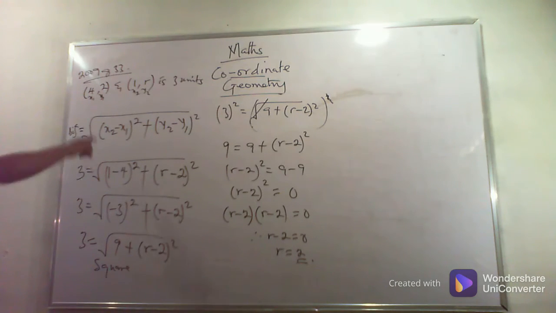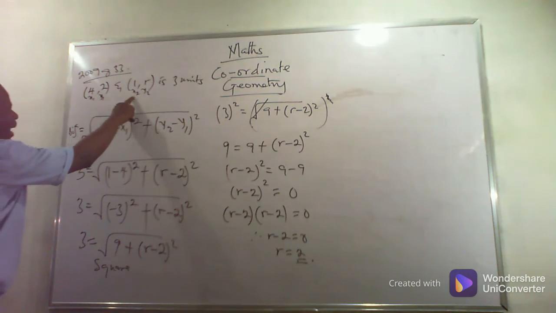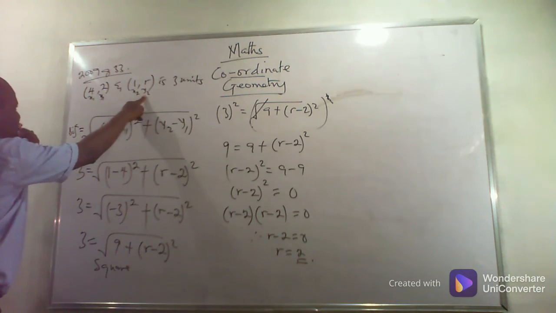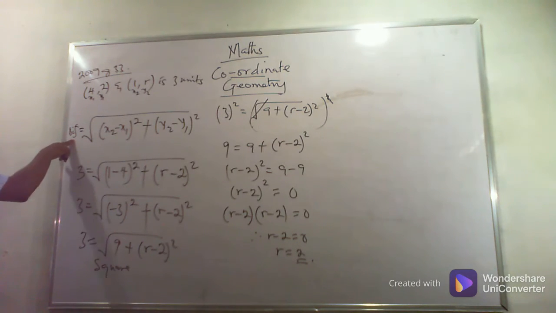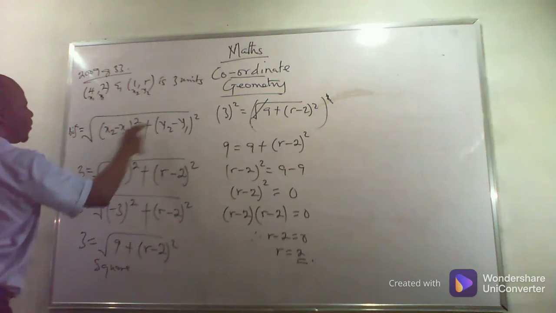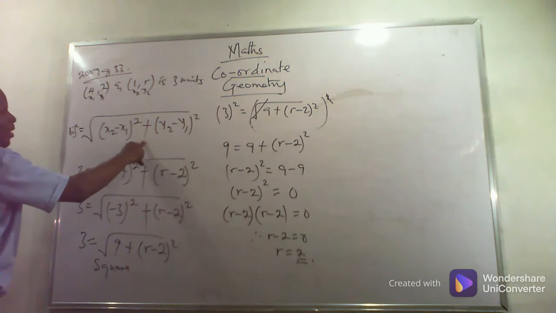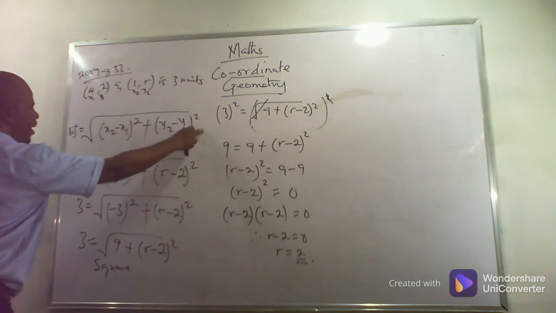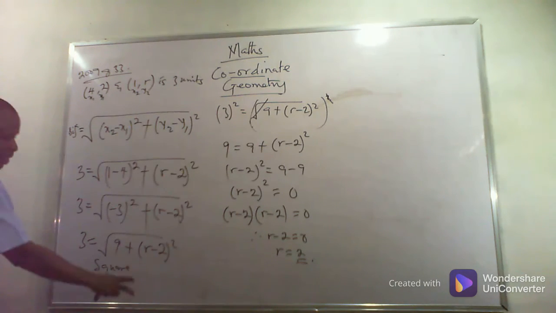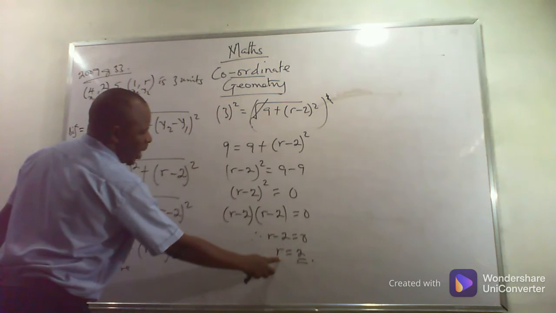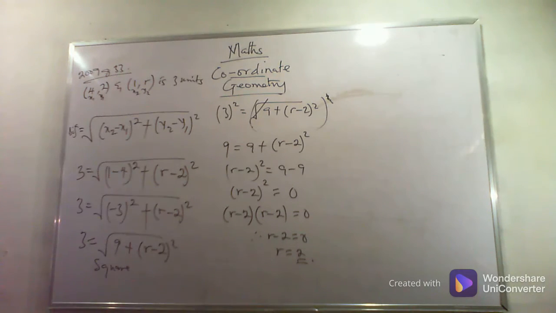Go through it again. x1, y1, x2, y2, and the distance between the 2 points is 3 units. The formula remains: distance between 2 points equals square root of x2 minus x1 squared plus y2 minus y1 squared. So if we substitute all these values into this and we solve, we are going to obtain our r to be 2. The last question for this video.